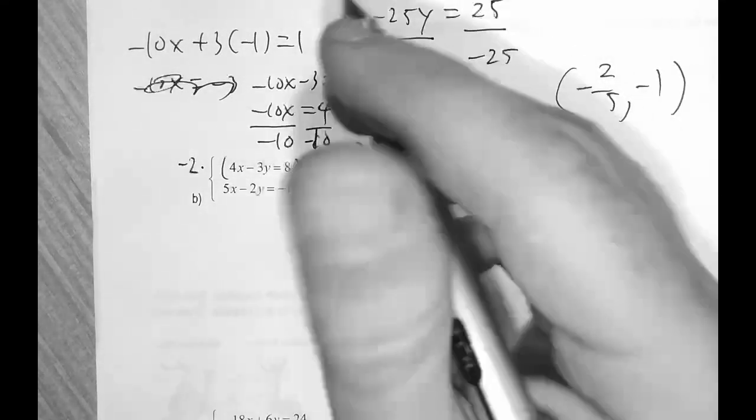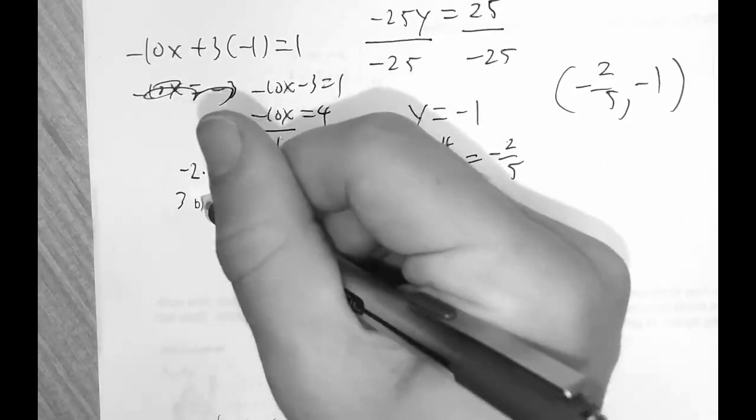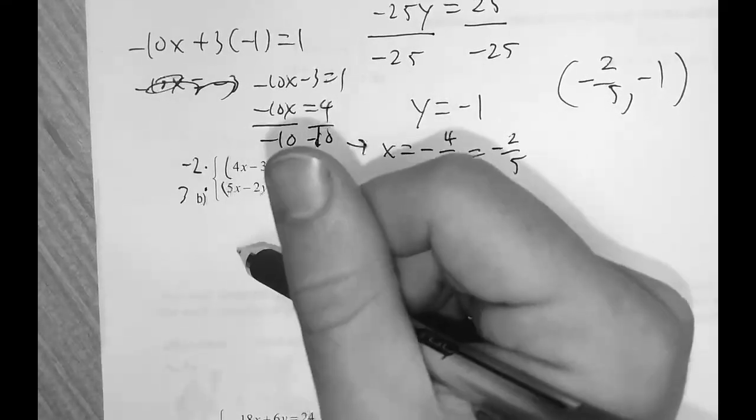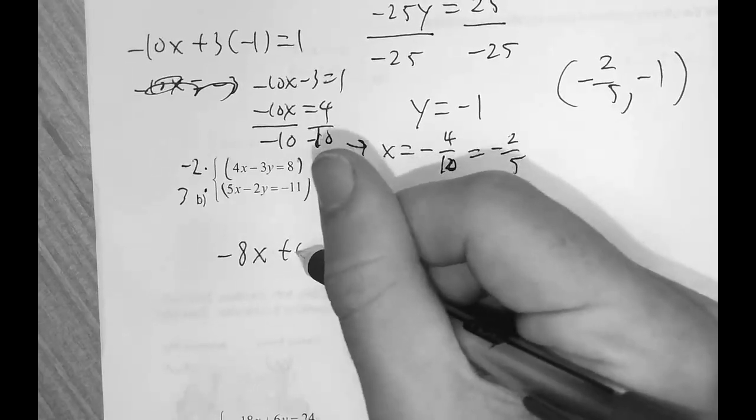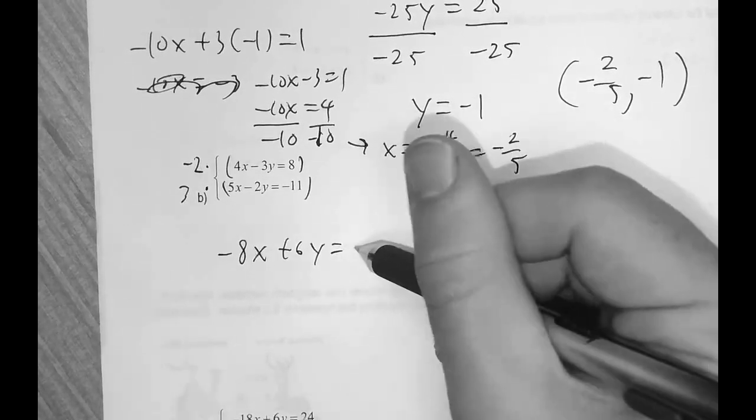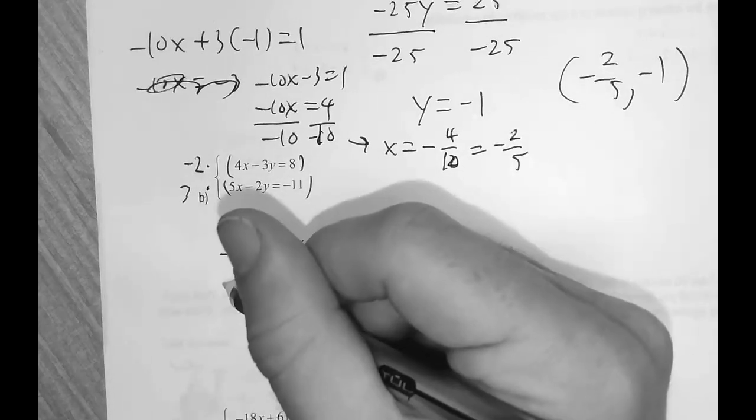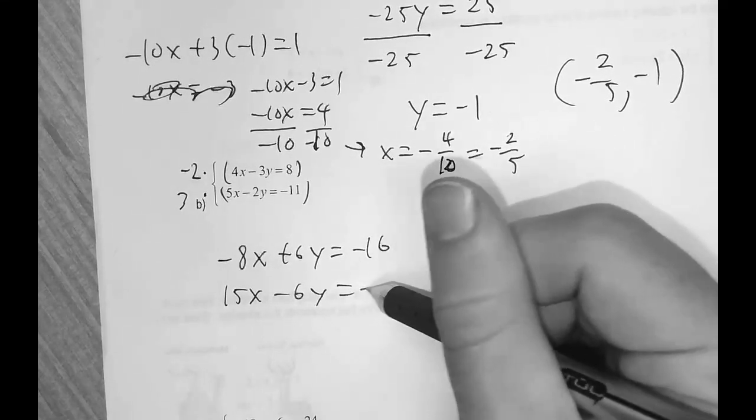And then the bottom one, I'm going to multiply it by 3. And if you're confused why we're doing this, you're going to see in just a second. So when I multiply that top one, everything by negative 2, everything, it's negative 8x plus 6y equals negative 16. And the bottom one, everything by 3. So 15x minus 6y equals negative 33.